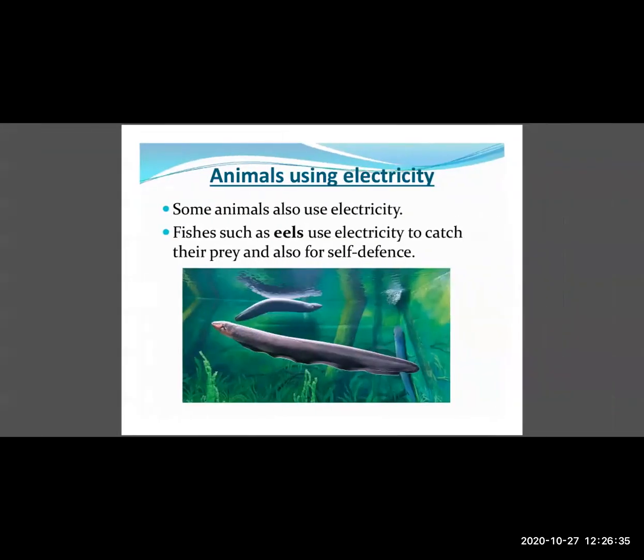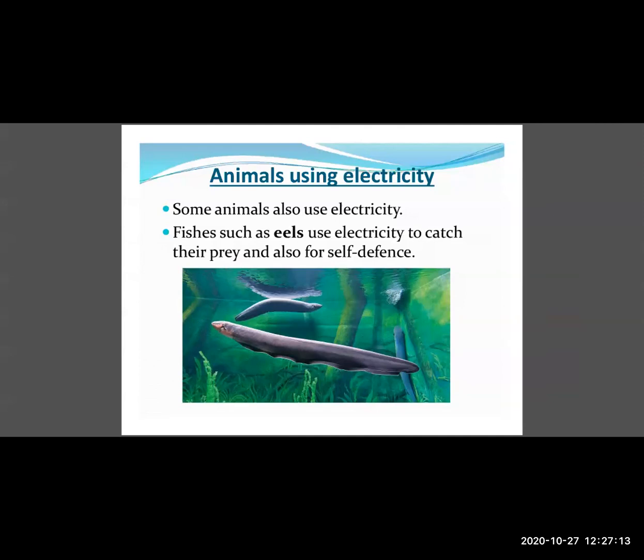Moving on further, there are certain cases where wild animals also make use of electricity. Fishes such as eels use electricity to catch prey and also for self-defense. These fishes are called electric eels, right? They have certain glands positioned near their mouth, which generate a very strong electric current. That strong electric current, or shock, generated for a fraction of a second, can be used to kill small fishes, so that they can have their food. They can kill the prey and have the food.